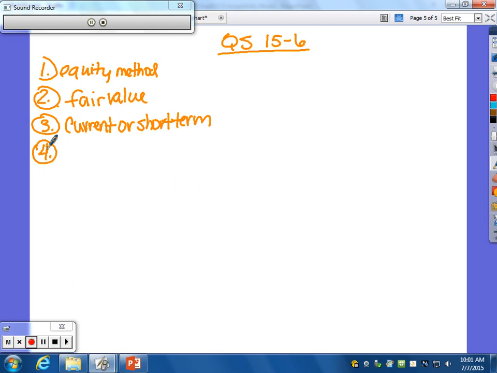They're saying accrual of interest on bonds held. That means bonds that you have purchased. Accrual of interest on bonds held as long-term investments requires a credit to what? What are you earning? Revenue. What kind of revenue? Interest revenue.